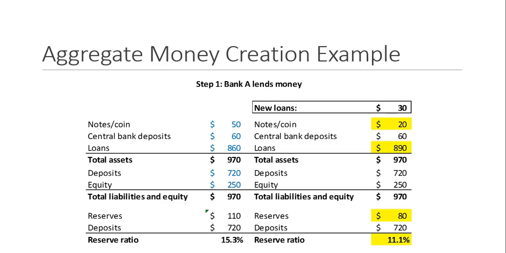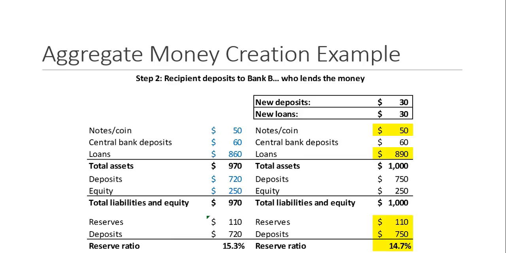And looking at the bottom of this calculation, reserves have gone down by $30, deposits have not changed, and the reserve ratio as a result decreases to 11.1%. Again, we've already seen this scenario looking at the individual bank example. Now we're going to expand to the aggregate banking system. Where does this $30 go? This $30 goes into Bank B, and what they eventually do with that $30 is they make a new loan.